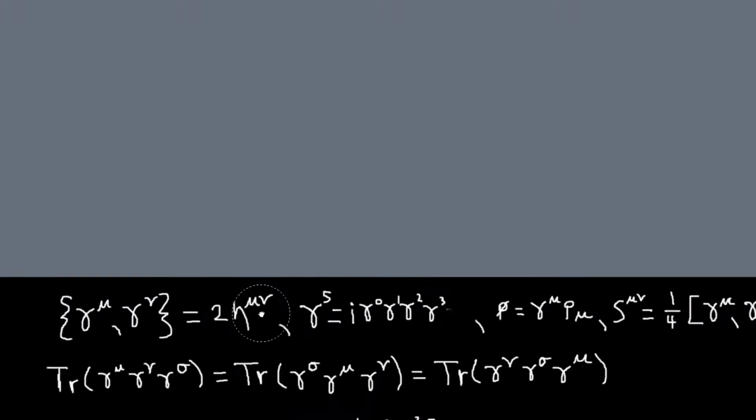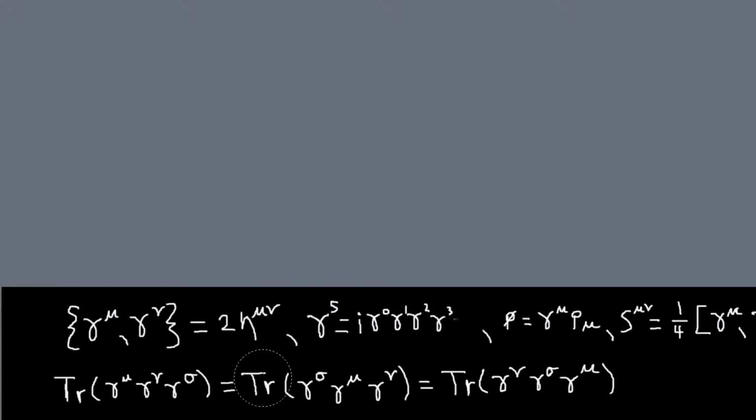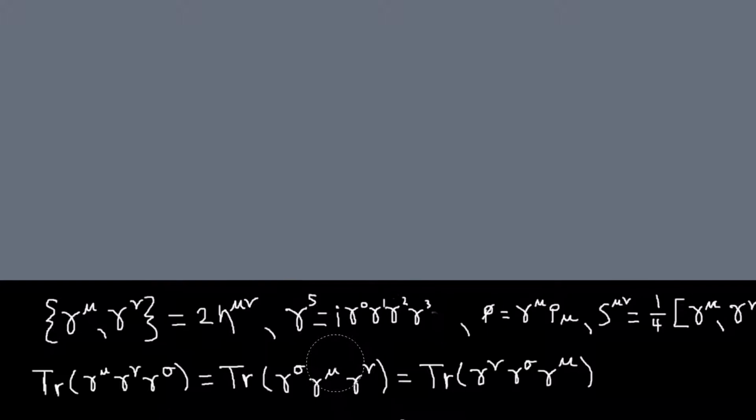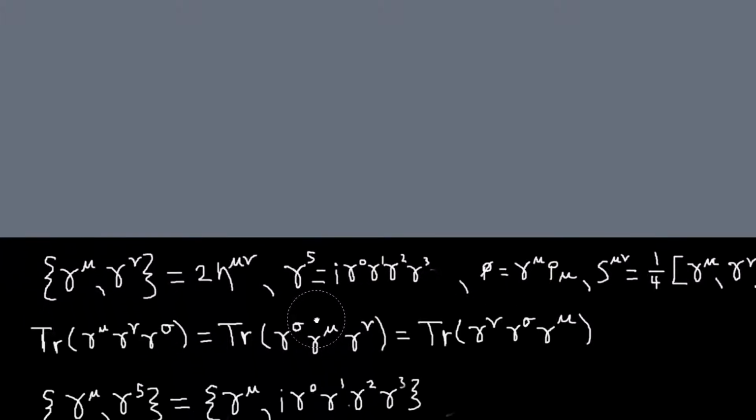One useful thing to know is that when I take the trace of a product of gamma matrices, or any kind of matrices, I can cyclically permute these matrices and it won't affect the value. So I can take this gamma and sigma and move it to the front, slide everything else over, and then do it again. All of these things are equal to each other. That'll be an important thing to know for some of the proofs.